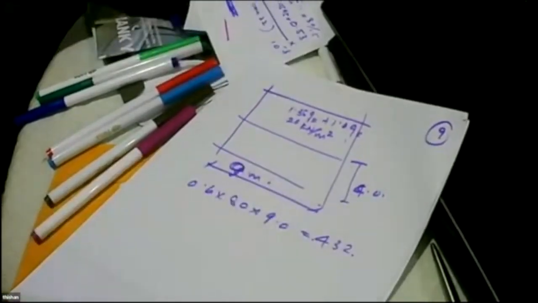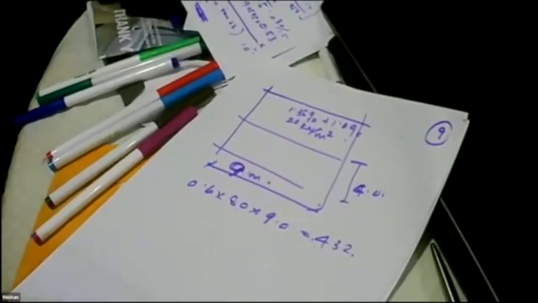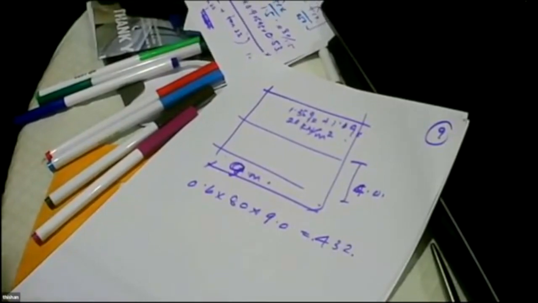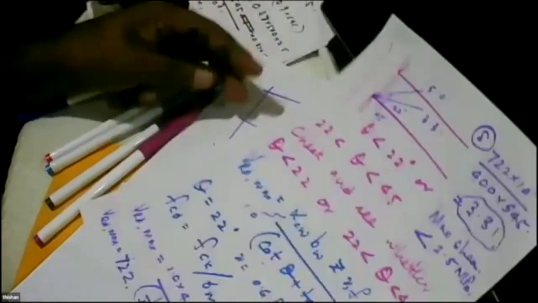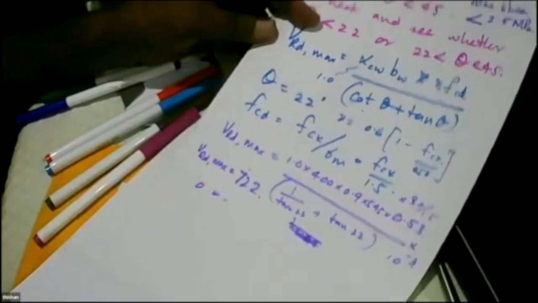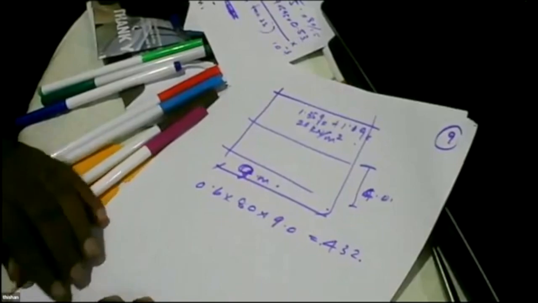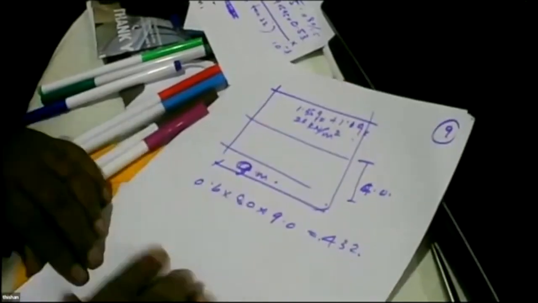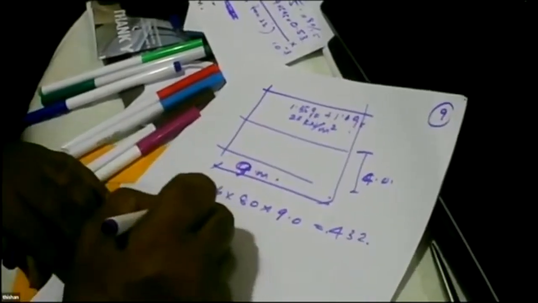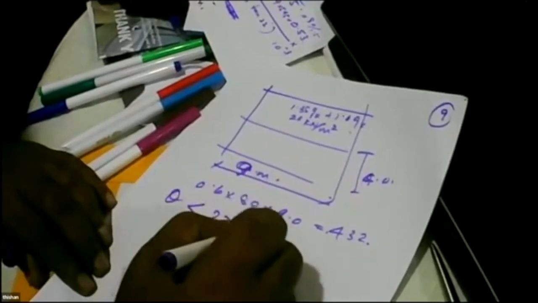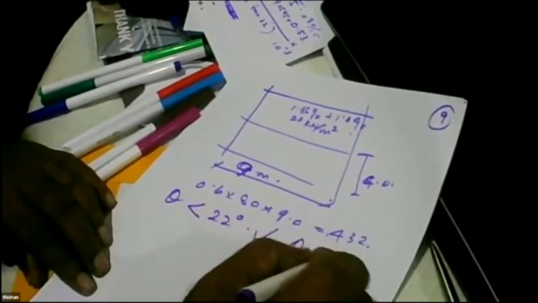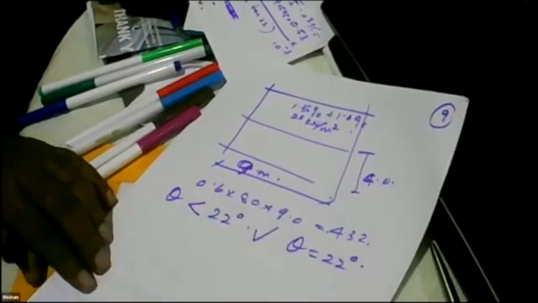Still it's less than 17. Still it is less than 722. Will I have a problem? Less than 17. Will I have a problem? I don't have a problem. Why? Because you can see in 99% of the cases, the angle theta is less than 22 degrees, so it is 22 degrees. Got it?